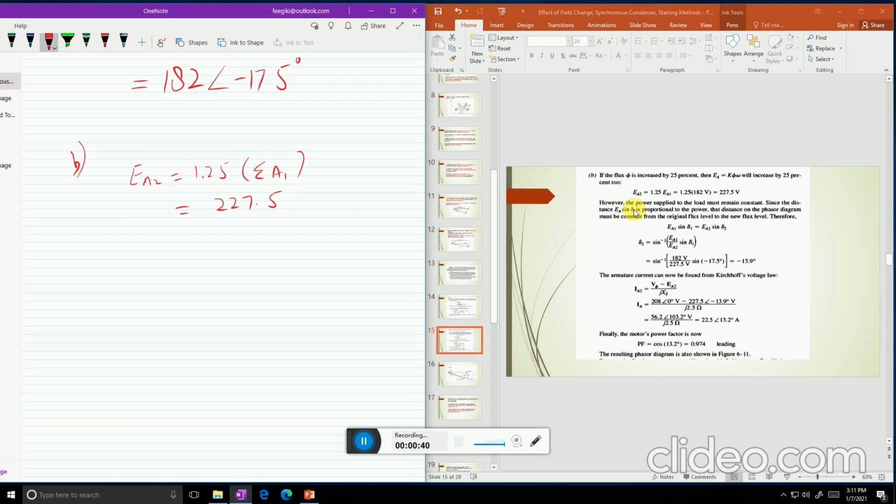However, when EA increases, the power will remain constant, which is represented by the vertical distance from V phase to the EA line. So this can be represented by EA1 sine of delta 1 equal to EA2 sine of delta 2. By putting in the values, the delta 2 value becomes minus 13.9 degree.